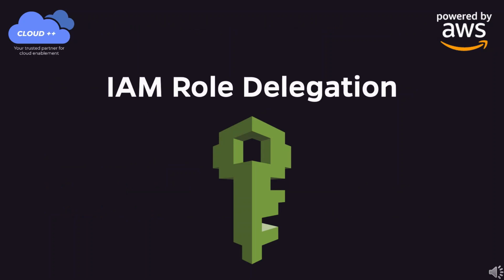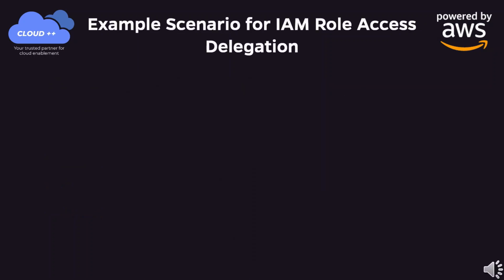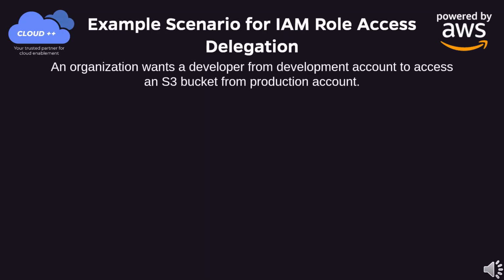IAM Role Delegation. Example scenario for IAM Role Access Delegation. An organization wants a developer from development account to access an S3 bucket from production account. Let's look at the steps for this scenario.